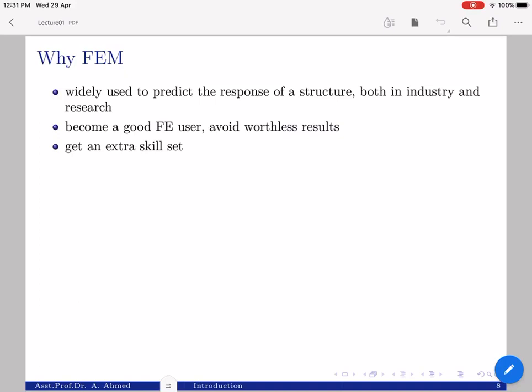And of course, another reason could be to get some extra skill. Of course, it will add an extra skill in your skill set. So that could be a reason, and also to get a degree and get some credits.